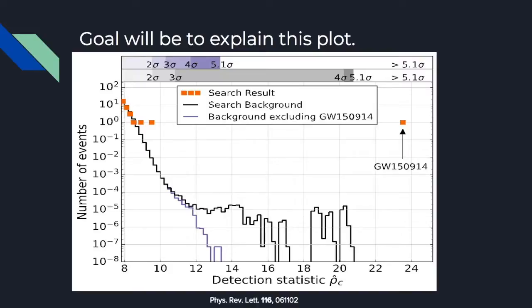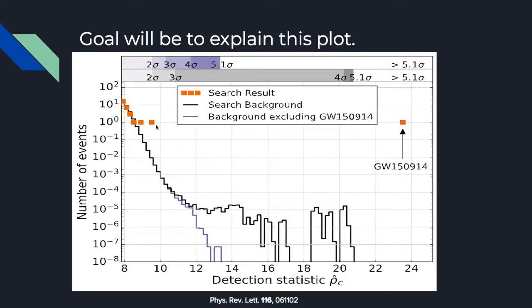So, where do we begin? Well, the goal that I would like you to come away with is how to understand a plot like this. On the x-axis here, we have something called detection statistic. And on the vertical axis, we have number of events. And you can see this black curve here is background.